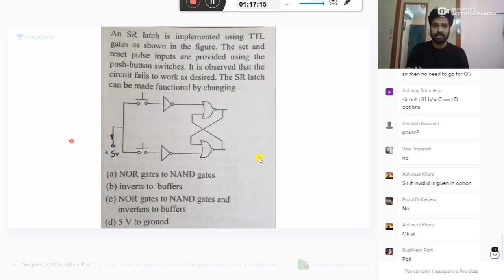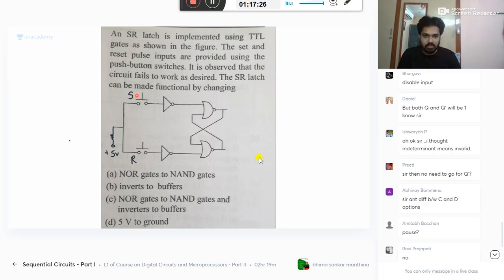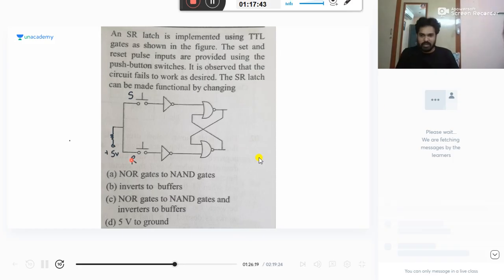An SR latch is made using TTL gates as shown in the figure. Here, reset inputs are provided so that you should be able to give zeros and ones. It is observed that the circuit fails to work as desired. The SR latch can be made functional. So why is it not working? You should troubleshoot, and then what is the required condition to be done? So let's start the poll. Get ready. You don't need much time.